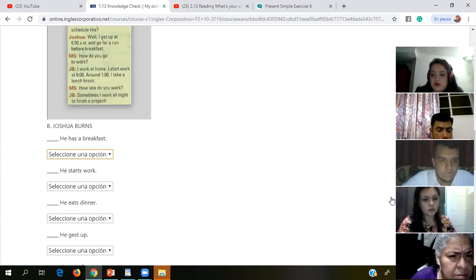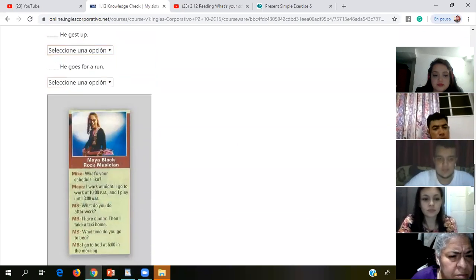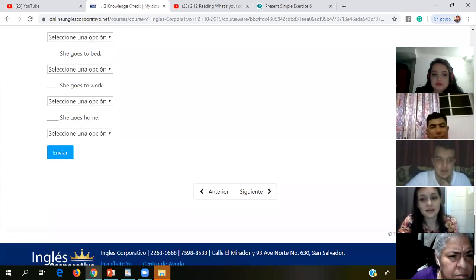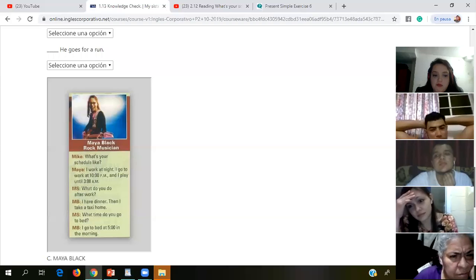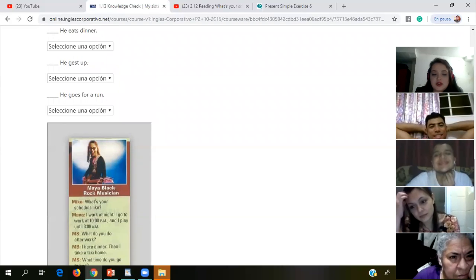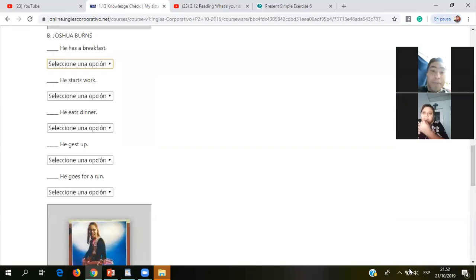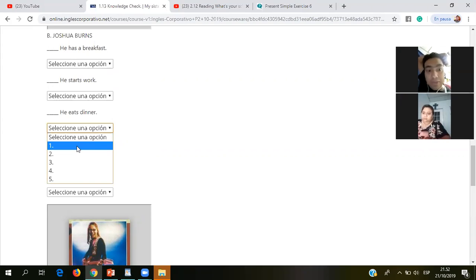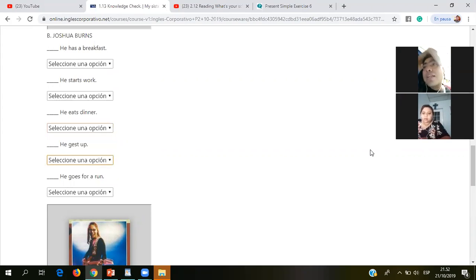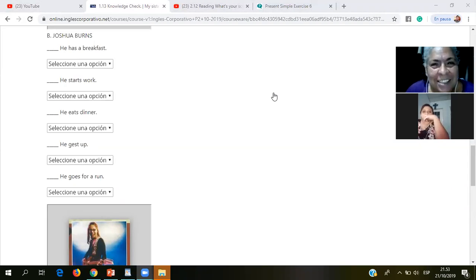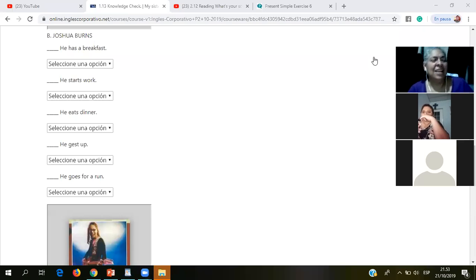¿Todos tuvieron las respuestas correctas o aún no? No lo terminamos. Estábamos en el traductor porque algunas cosas no sabíamos cómo pronunciarlo. Ah, sí, está bien. Hay que ayudarse bastante del internet. ¿Quién terminó? Nadie. El orden de la rutina. Bueno, le voy a dar 5 minutos más, entonces me avisan si terminó con la misma persona. Okay. Sorry guys. Let's go back. But try to do it quickly, right? Because only 5 minutes.